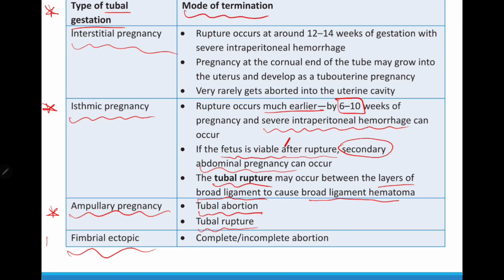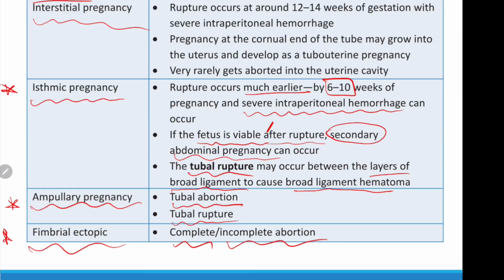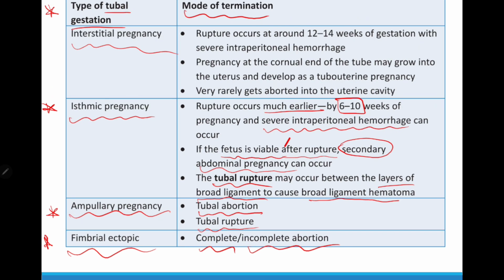Okay, now we'll move on to fimbrial ectopic. What is the mode of termination for fimbrial ectopic? Complete or incomplete abortion. Under interstitial pregnancy, the rupture occurs much later.